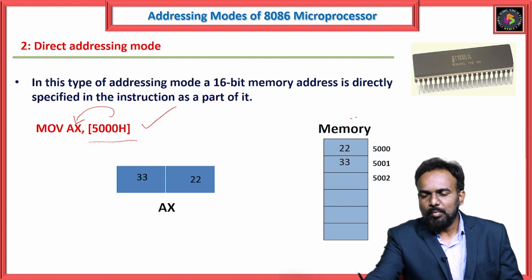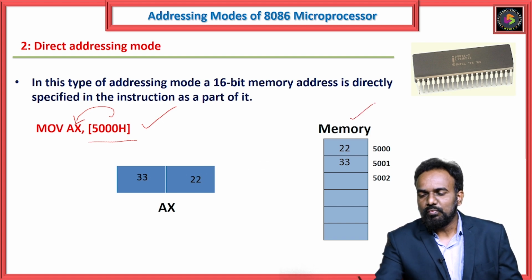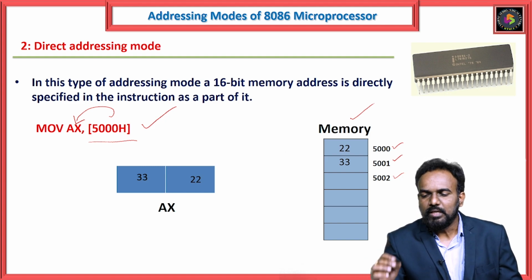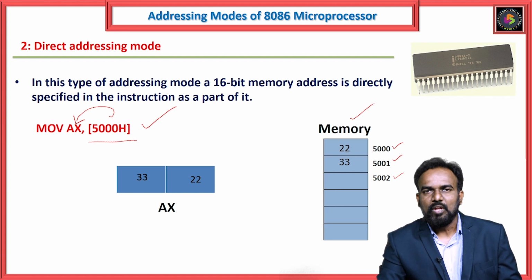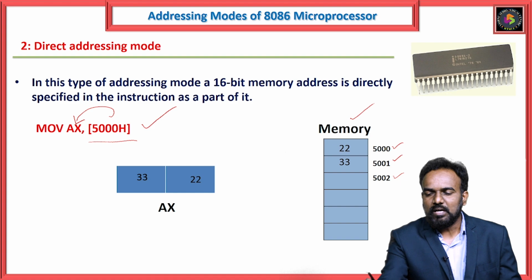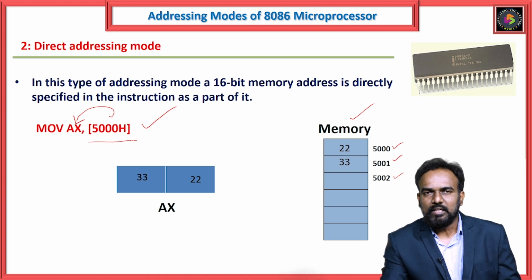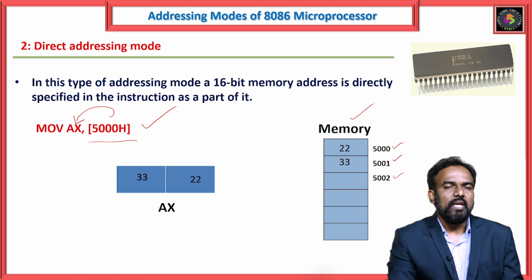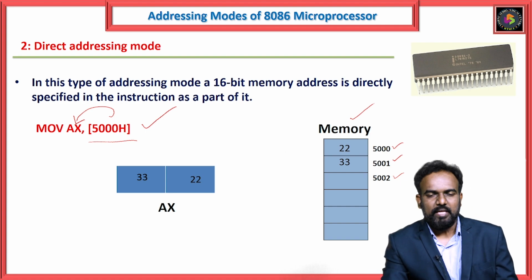Here this is the memory. 5000H, 5001H and 5002H are the memory addresses. 5000 holds 22 and 5001 holds 33. Whenever we execute this instruction, the 16-bit number at 5000, which is 3322, we are going to move to the AX register. This is called the direct addressing.